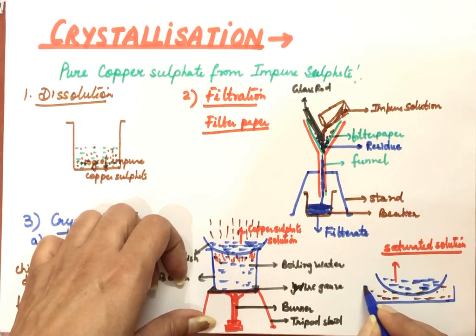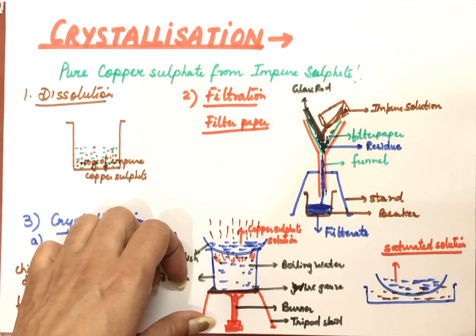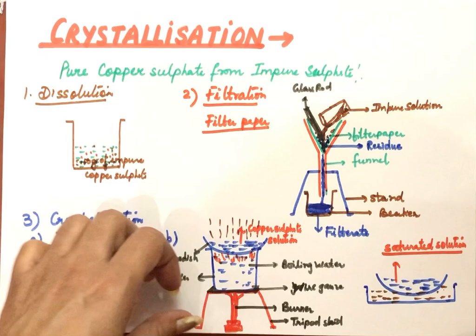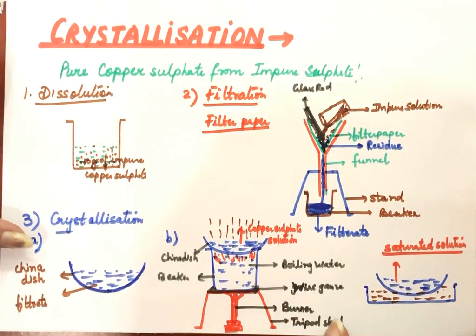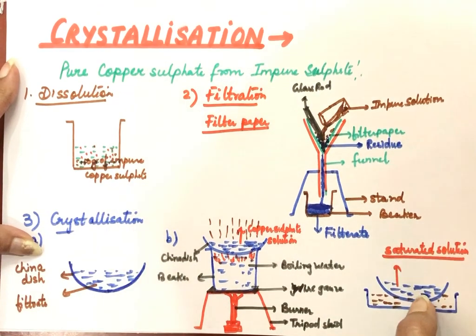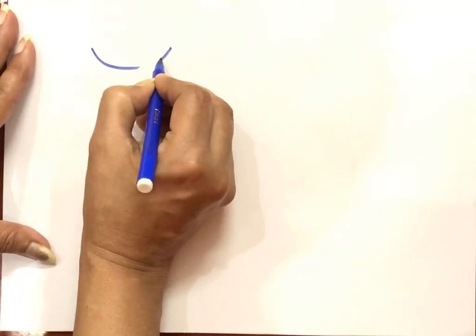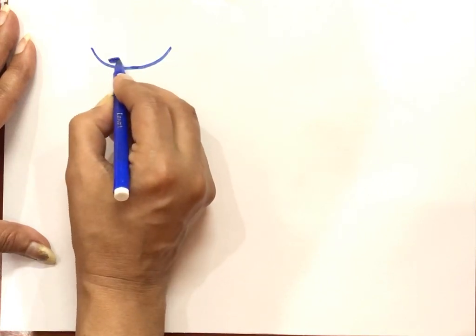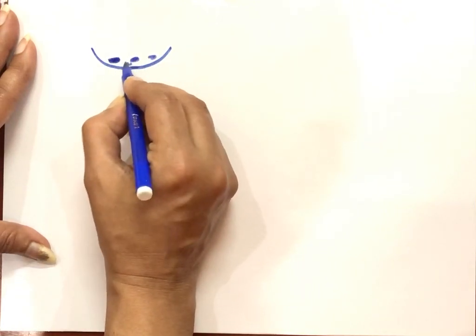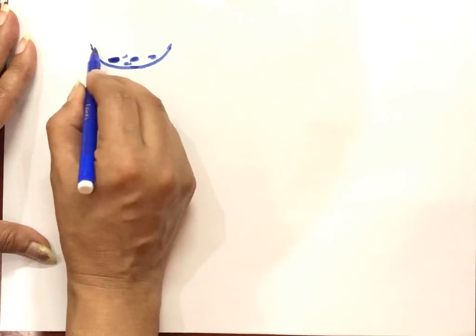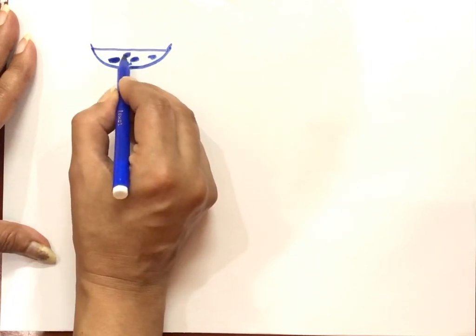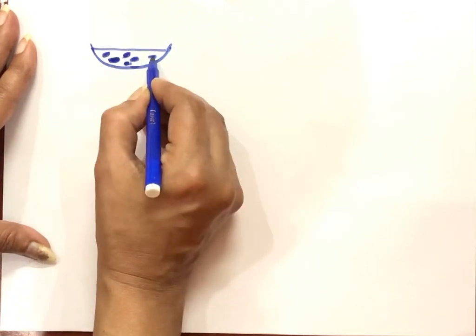Keep it for a few hours in this container, and we have to cool it. After cooling, what will we see now? In this china dish, after 5 to 6 hours minimum, we see some big blue color crystals in a liquid. In that liquid, we will see these big crystals of blue color.